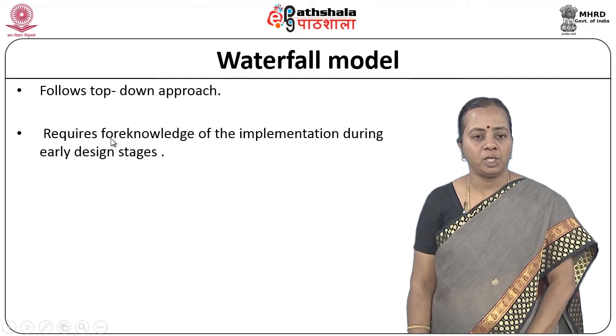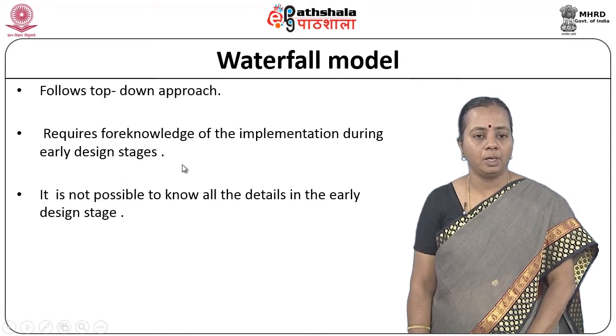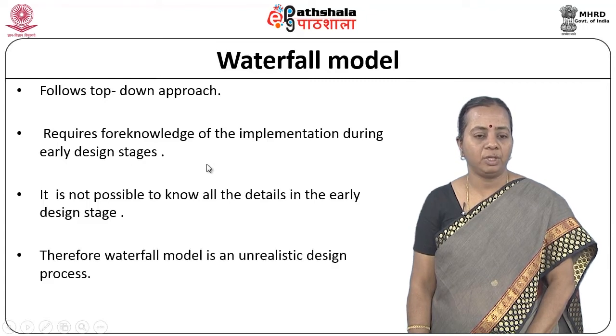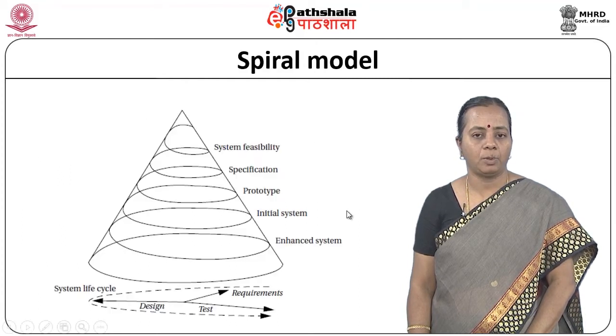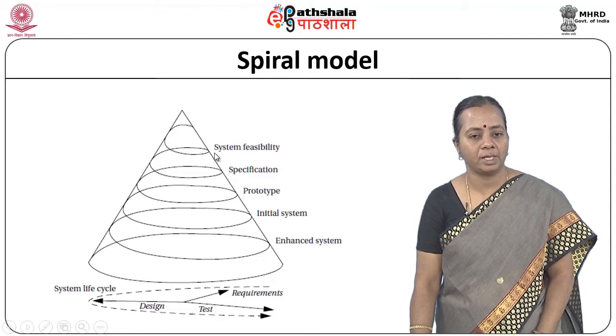So it follows a top-down approach, and it requires prior knowledge of the implementation during early design stages. So it is not always possible to know all the details in the early design stage. Therefore this particular model, the waterfall model, is an unrealistic design process. So people went towards the next design, which will rectify these problems. So they went towards the spiral model, where it looks like a spiral.